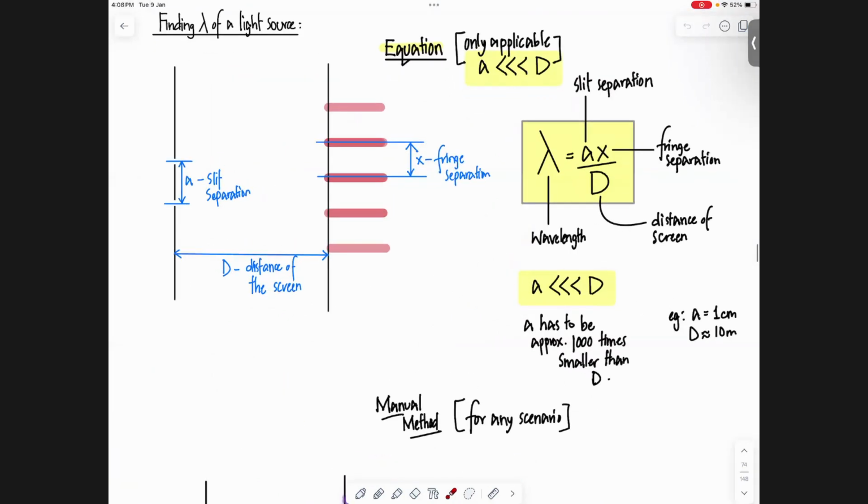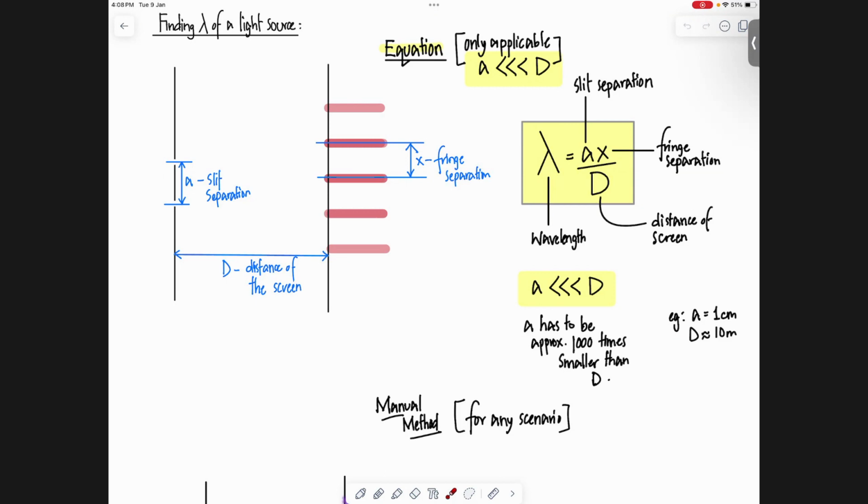So last class we saw that using the double slit interference experiment, if you know the size here, which is a, if you know how far the screen is, which is D, and if you know the distance between two fringes, called fringe separation, right? If you place them in a formula, then you can find the wavelength of the source here, right? But this formula comes with a catch. You can't use this formula all the time.